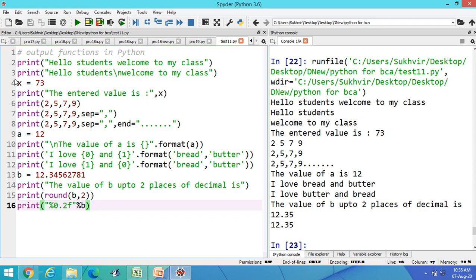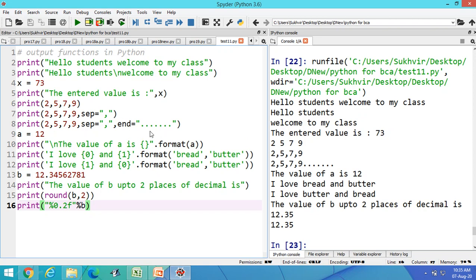If I write x is equal to 73 and print "The entered value is" x, I can print the entered value is 73. In place of x, I can print this value. If I write print 2, 5, 7, 9, the values are printed but without commas. Comma is basically the separator which distinguishes one value from another in the print function. But if you write sep equals comma, only then you can print the comma here. Otherwise, the comma will not be printed.